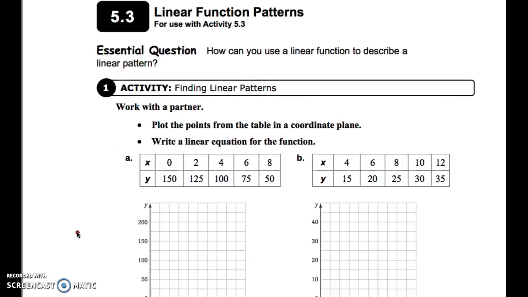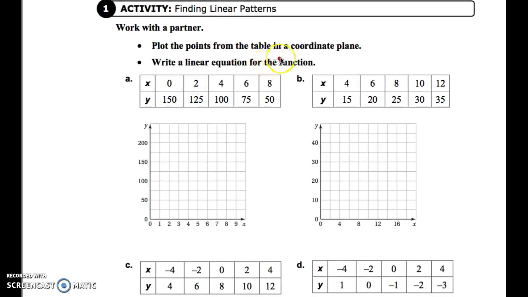So let's look at activity 1. First thing it says is plot the points from the table in a coordinate plane. So remember, whenever you plot points, it always goes X and then Y. You go over and then up. So for this first ordered pair, we have 0, 150. So over 0 up to 150. Then 2, 125. So over 2 up to 125. 4, 100. 6, 75. And 8, 50.